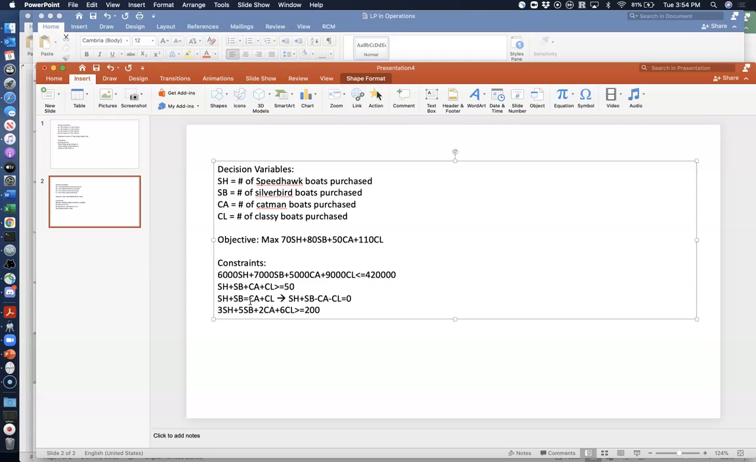Apart from this, obviously you have non-negativity and integer constraints. In this case, you cannot have half a boat, but as usual, the numbers will turn out to be integers anyway. So let's put this into the solver and solve it.